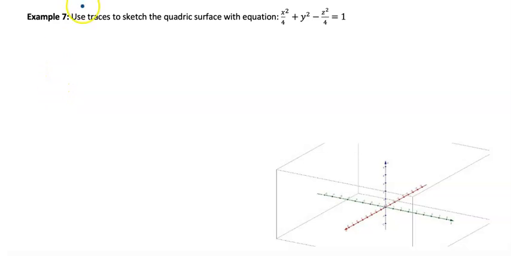And we've got one more problem. Use traces to sketch the quadric surface with the equation x squared over 4 plus y squared minus z squared over 4 is equal to 1.